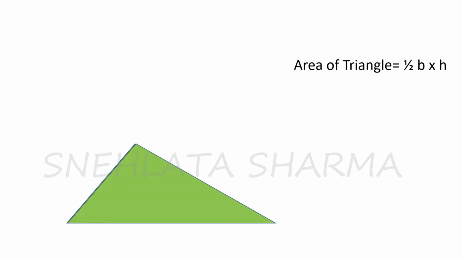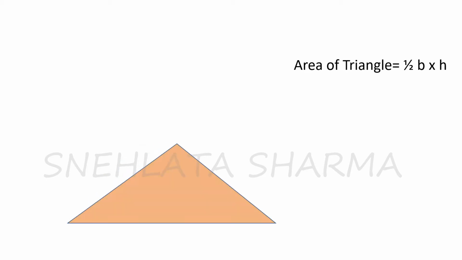To solve this problem, we begin with the area of a triangle, that is half base into height. So the area of this triangle is half base into height, and the area of all triangles that have same base and same height will be equal. So the area for all these triangles is same. Now let's go back to the diagram.